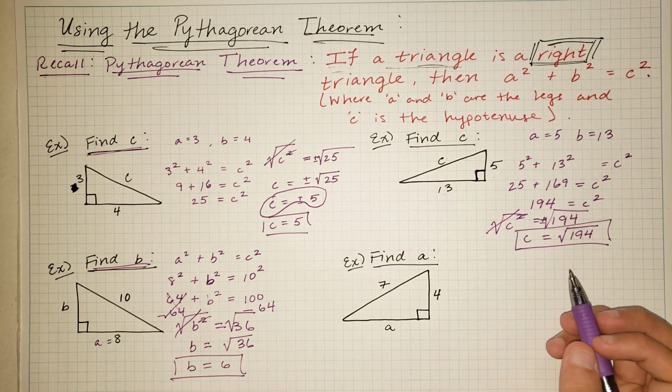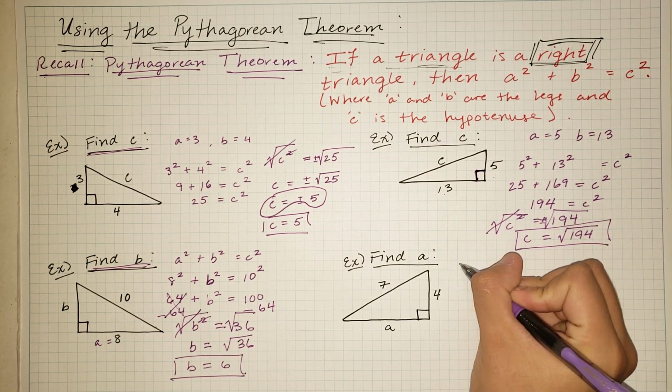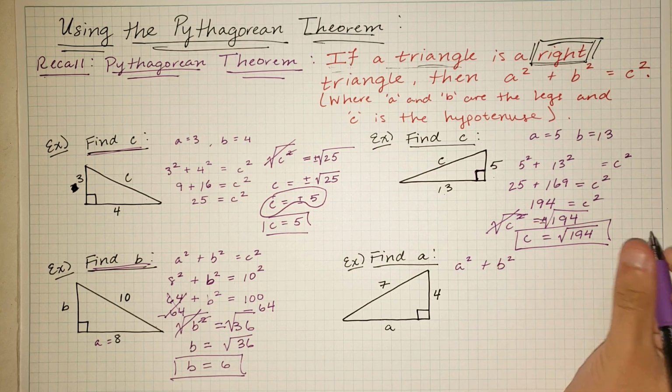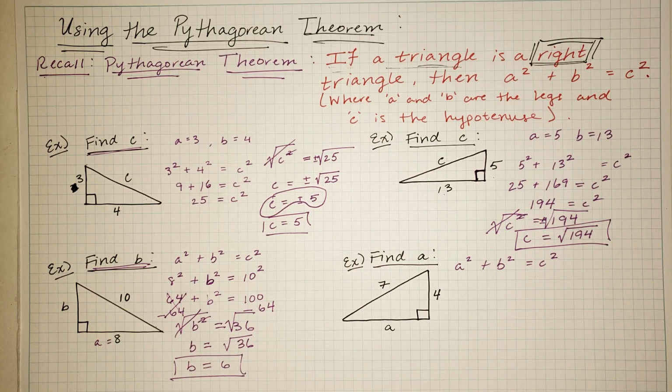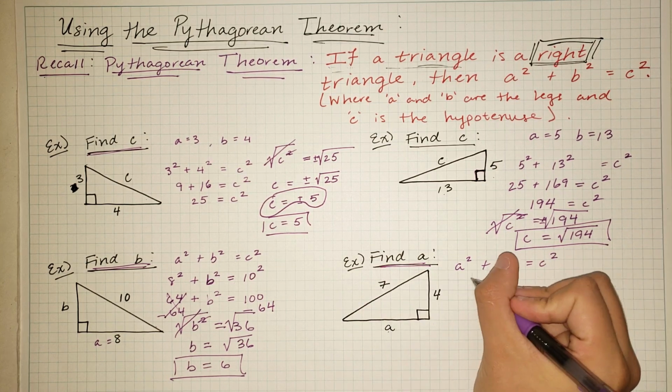All right? And finally, this last one, it says find a. Okay, so let's go ahead and try to find a. I like to write down the Pythagorean theorem before I start the problem. It makes it a little bit more organized, just in my opinion. So a squared plus b squared equals c squared. We don't know a, right? That's why it says find a. So for a squared, we're going to have to leave it as a squared.